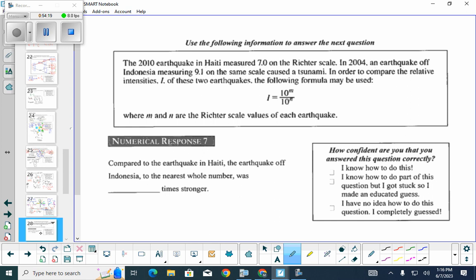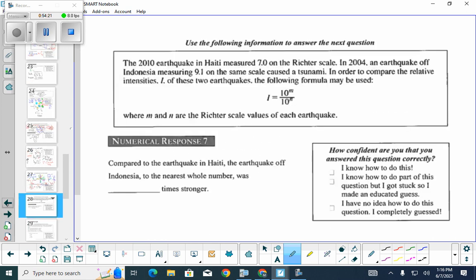Okay, I think we got 2 more. Nope, last one. Okay, so the 2010 earthquake in Haiti. So this is another problem-solving one. And they love to pick on earthquakes. The 2010 earthquake in Haiti measured 7.0 on the Richter scale. In 2004, an earthquake off Indonesia measured 9.1 on the same scale causing a tsunami. In order to compare the relative intensities of these 2 earthquakes, the following formula may be used, where M and N are the Richter scale values of each earthquake.